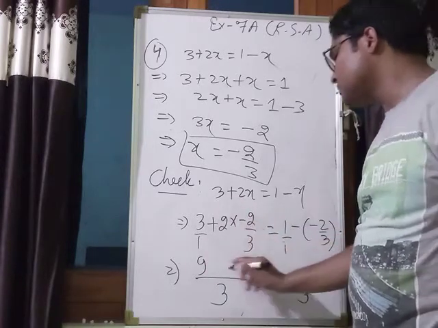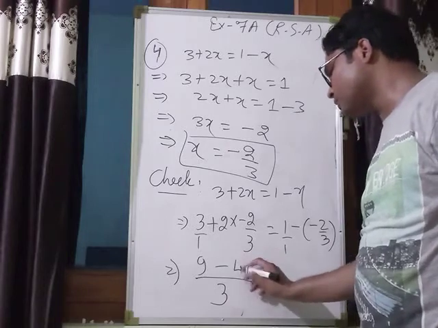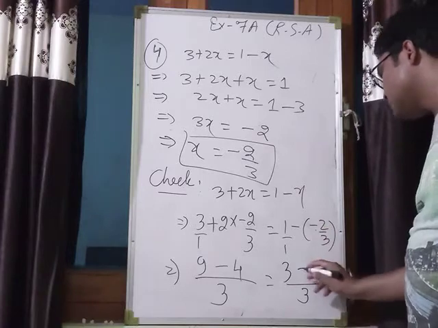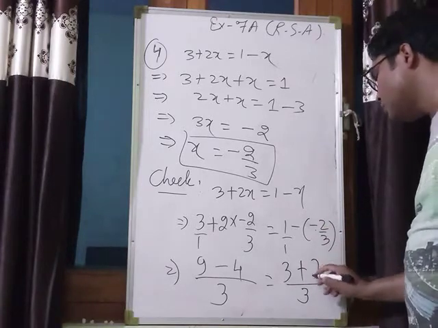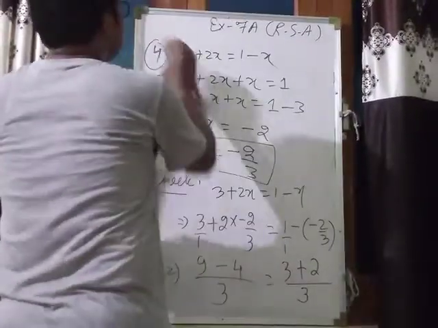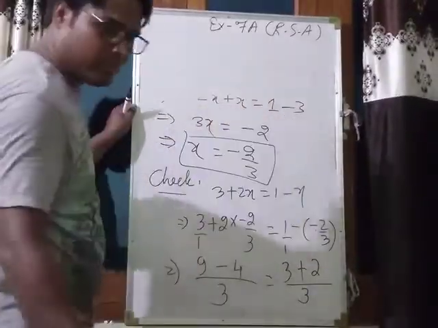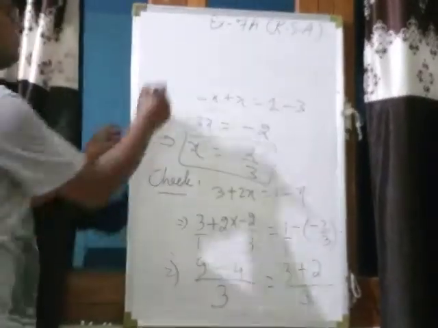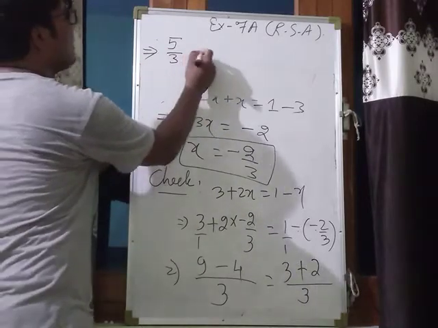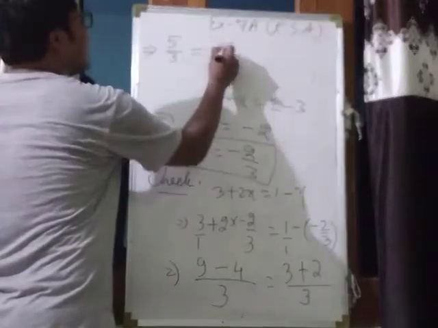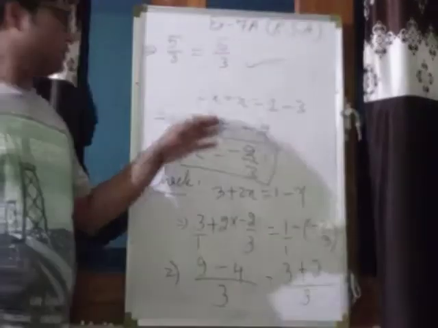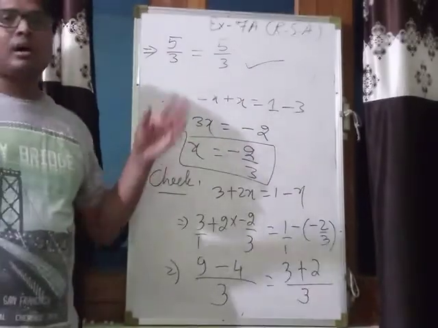See, this is plus minus minus, 2 2 is 4, 4 1 is 4. Okay, and this side 1 3 is 3, 3 1 is 3, and this is minus minus plus, and 3 1 is 3, 1 2 is 2. Okay, so see what will become. That will become left side 9 minus 4, 5 by 3, and right side becomes 3 plus 2, 5 by 3. Clearly this is correct because left side and right side are equal here.